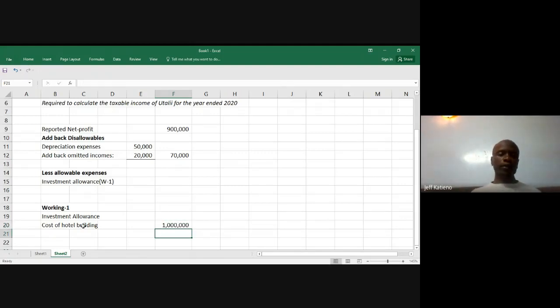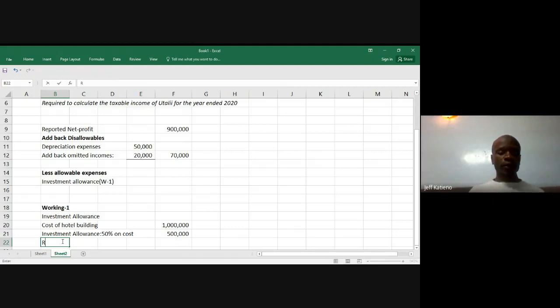What about investment allowance? So investment allowance will be 50% of cost. This is year one. So 50% on cost will basically be 50% times 1 million, which will be 500,000.